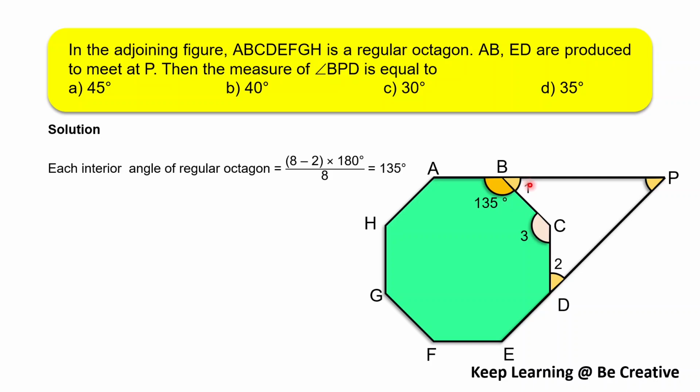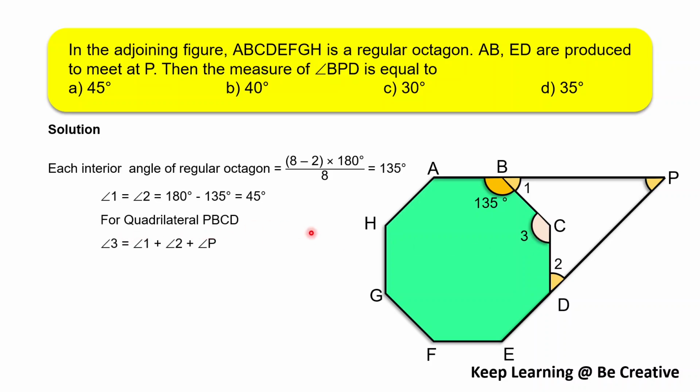Since angle 1 and this angle form a linear pair, we can calculate the value of angle 1, and that will be the same value for angle 2. And since ED is a straight line, this interior angle will also be 135 degrees. So angle 2 also comes out to be 45 degrees. Now angle 3, which is the interior angle of the regular polygon, is 135 degrees.